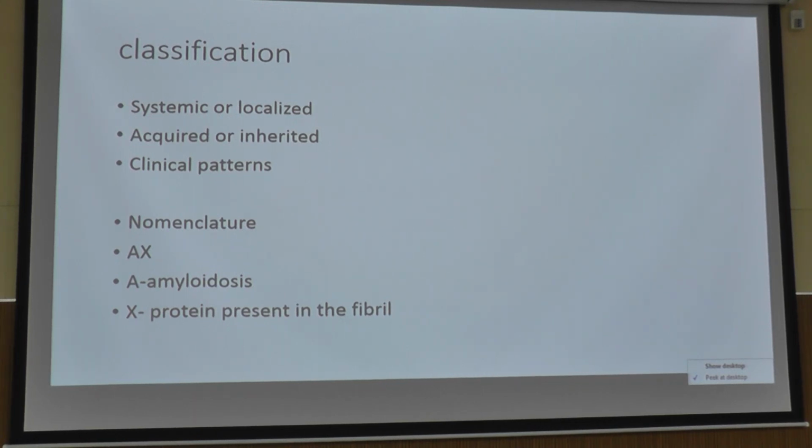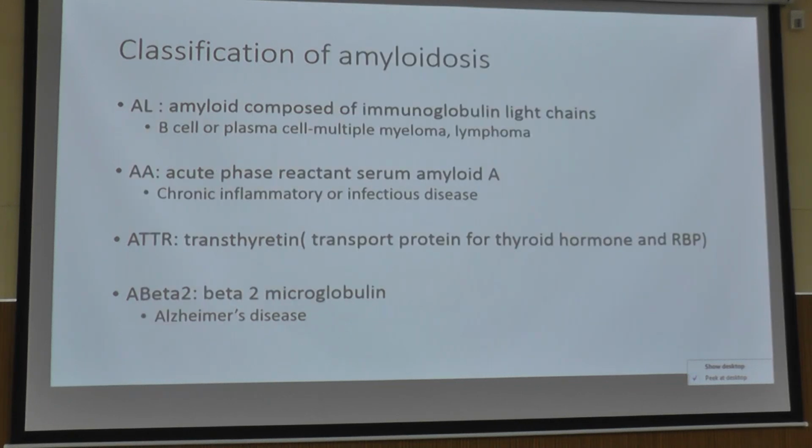For example, the protein which is misfolded and being deposited in the extracellular space may be transthyretin. Then it is called amyloid transthyretin, ATTR. So each one now has a separate label, based on the precursor protein which is there. Next, we will be dealing mainly with systemic amyloidosis, with a point about localized amyloidosis.